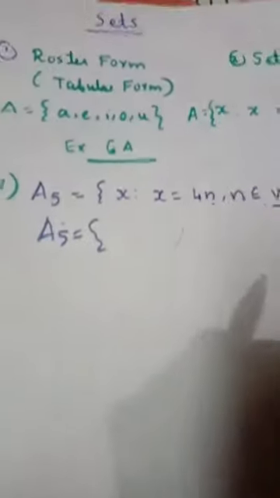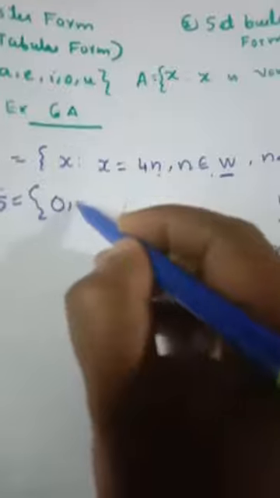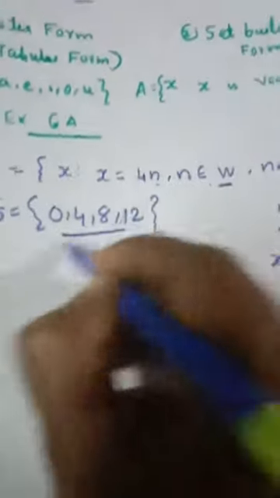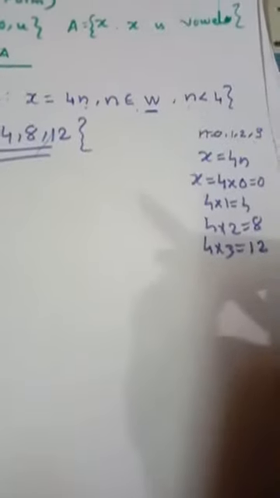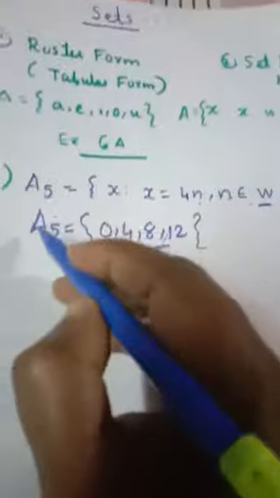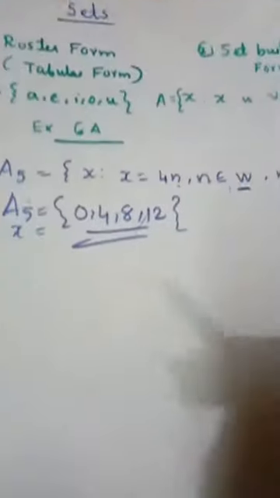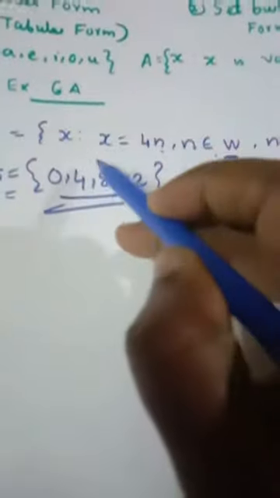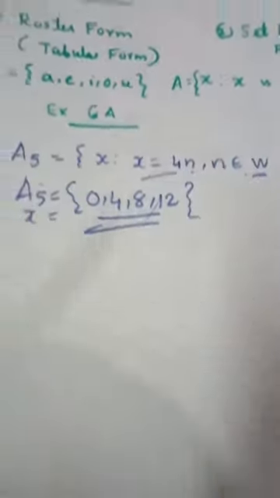A5 is equal to 0, 4, 8 and 12. A5, or x is equal to 0, 4, 8, 12. Both are correct, because x is equal to 4n. Clear?